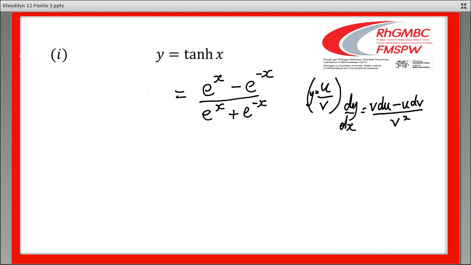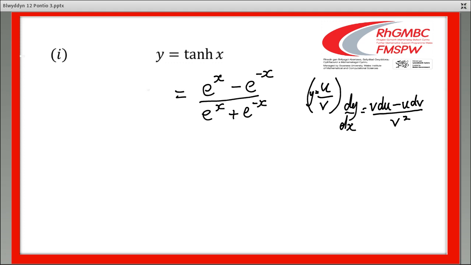Now, that particular formula is a set formula, and it might be worthwhile trying to learn it, but it is very, very important. You need to be able to use the quotient rule.